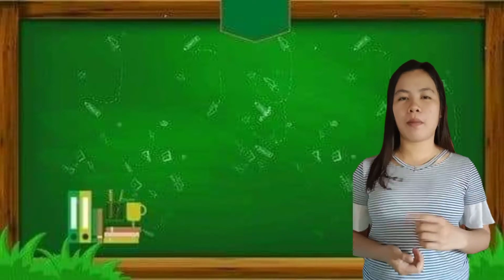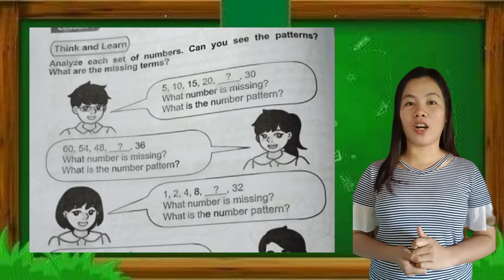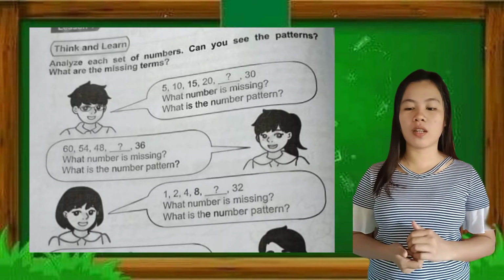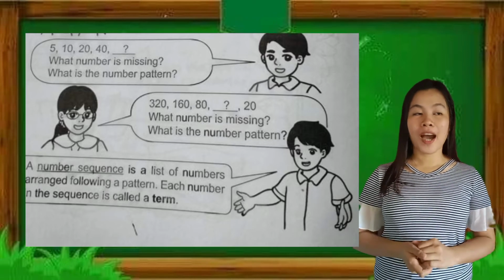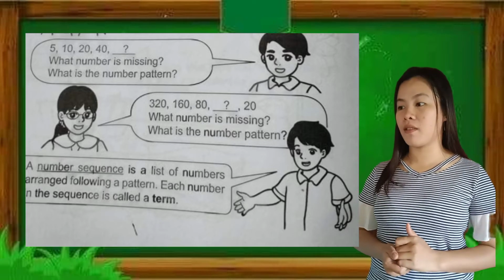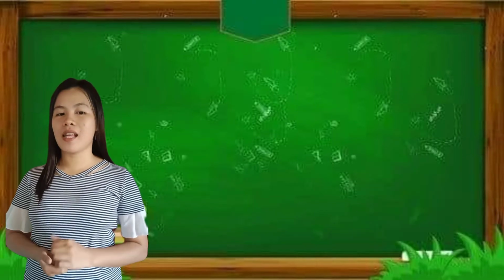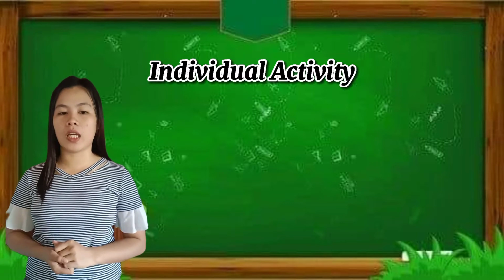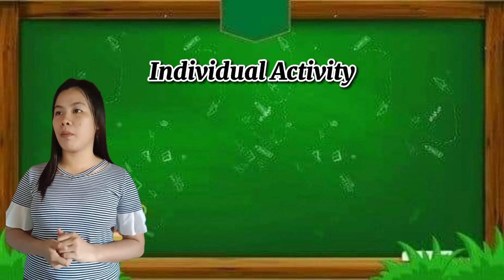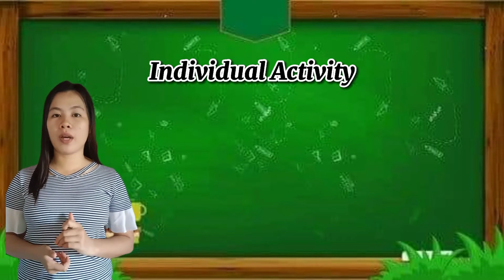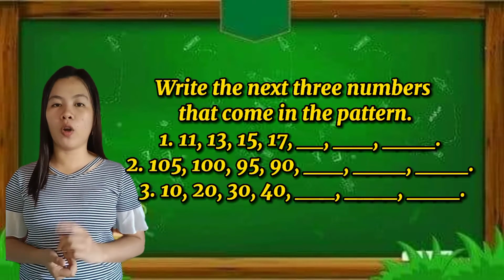Alright class, let's have a pair activity. Write your answer on your paper and present it on the board. So class, how did you get the missing terms in the series? Okay, very good. How did you find the next 3 numbers? Okay, it's right. After this class, let's have an individual activity. You will write the next 3 numbers that come in the pattern. I have here 3 items and you will write your answer in your notebook.